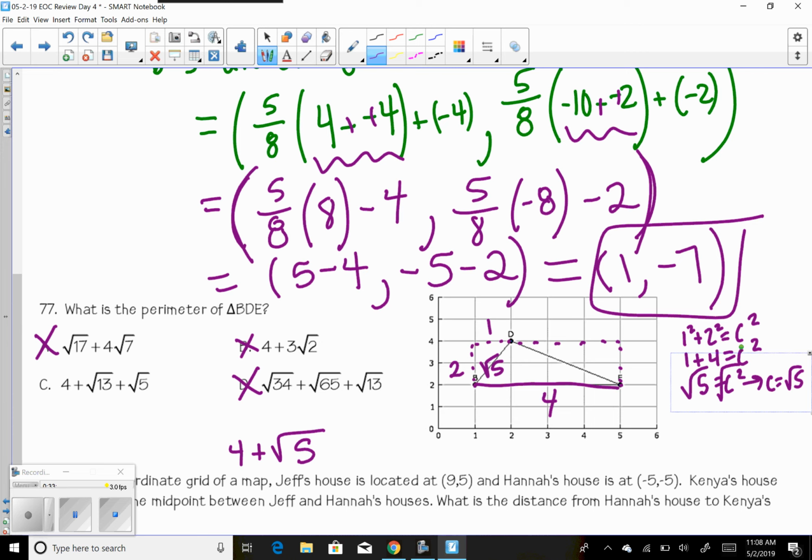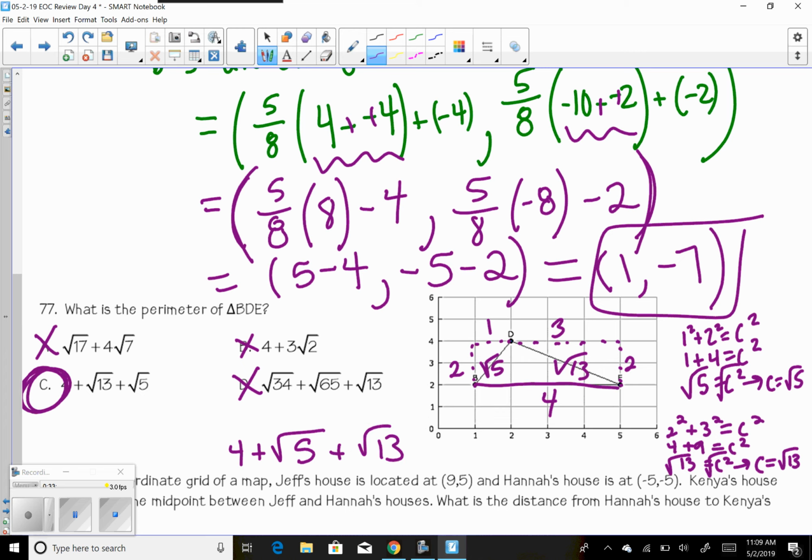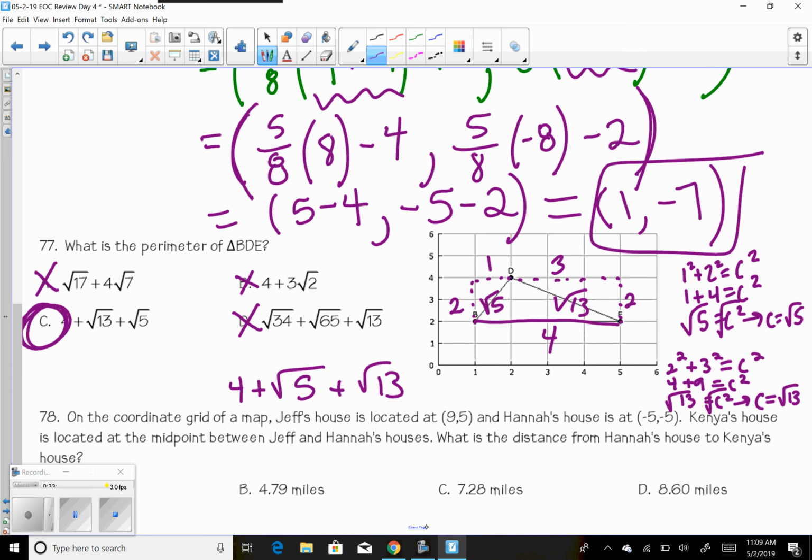So now let's see this one. 2, 1, 2, 3. All right, so that's 2 squared plus 3 squared equals c squared. 2 squared is 4 plus 9 equals c squared. That's 13 equals c squared. Take the square root of both sides. C equals the square root of 13. There you go. Plus root 13. So we just use Pythagorean theorem. And if you want numbers, you can always make those radicals decimals, and then come back and check against these. Okay. All right, so last one.